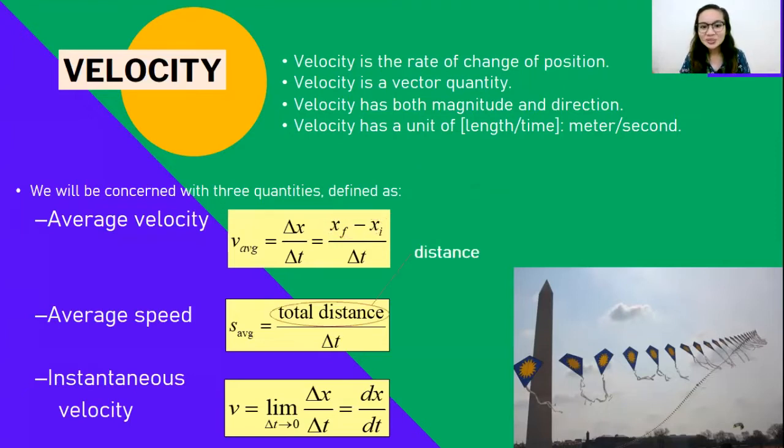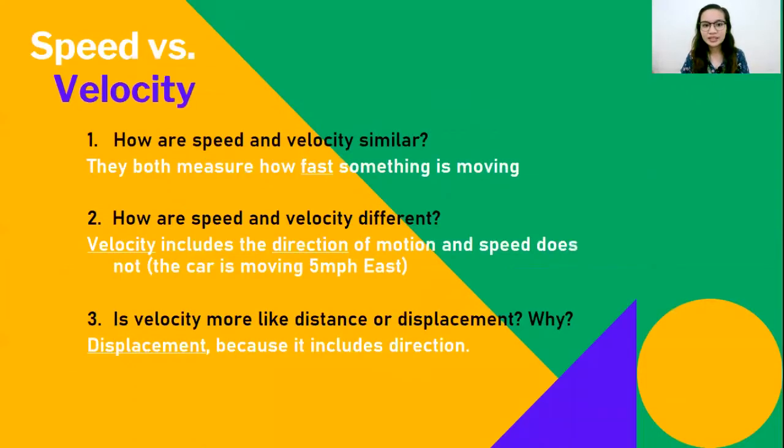Okay, so yes, distance and speed. Okay, so speed and velocity. What's the similarity? Both are measuring how fast an object is moving, and then the difference is sa velocity, meron direction, sa speed, wala. And then is velocity more like distance or displacement, and why? So velocity is basically the same with your displacement because it includes direction.